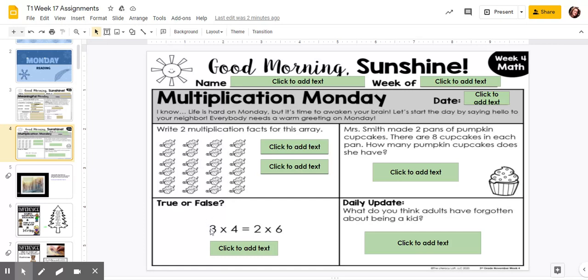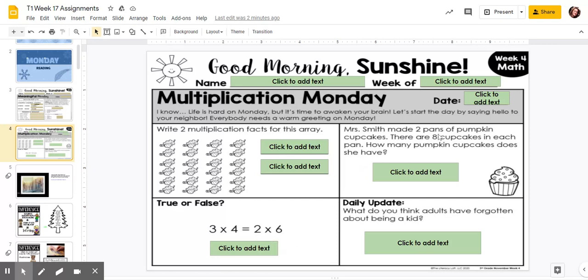True or false? What is 3 times 4? What is 2 times 6? If they are the same, if they are equal, then this is true. If 3 times 4 is different than 2 times 6, then they are false. Then this equation is false.